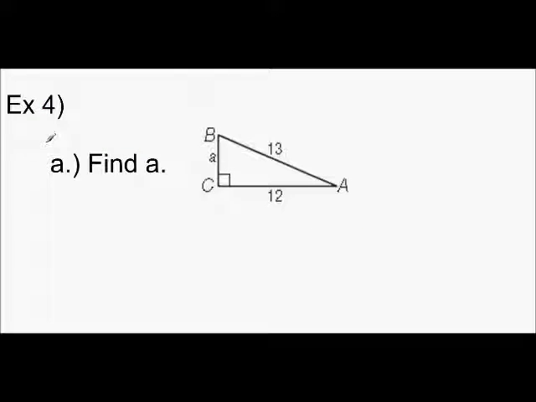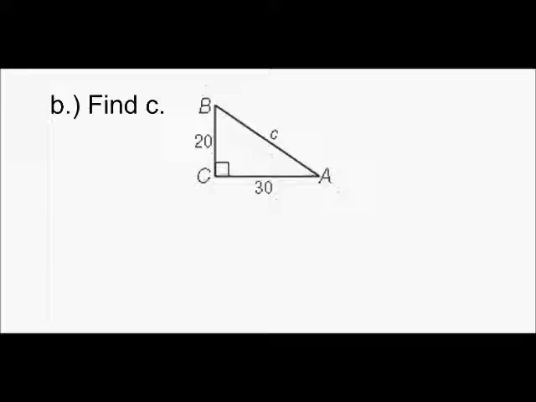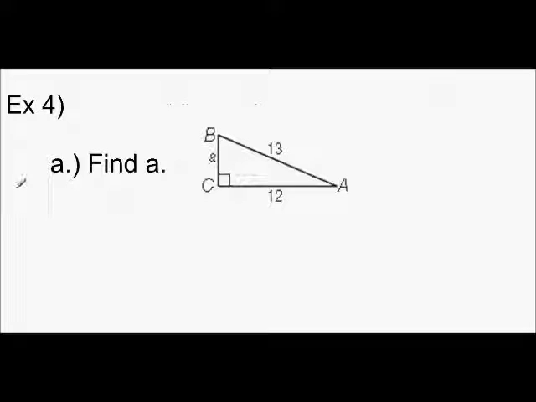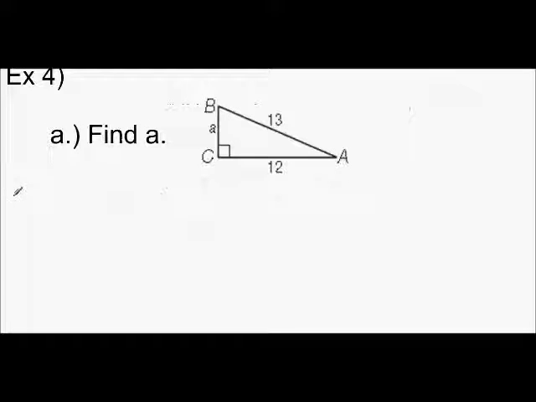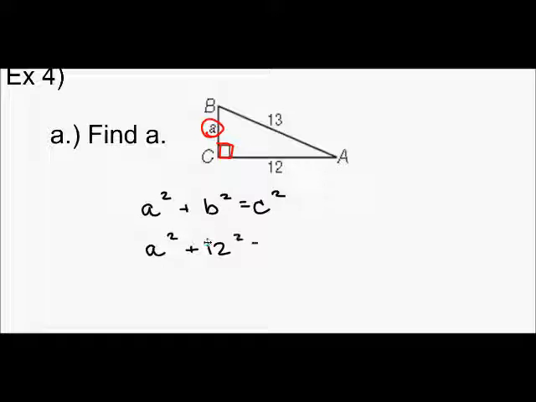Example 4. We have two parts on example 4. We need to find little a. So little a is right here. Well, I know this is a right triangle because I have my box here. So I'm going to say that a squared plus b squared equals c squared. I know that a is just a, b is 12, and c is 13, so I just plugged in.